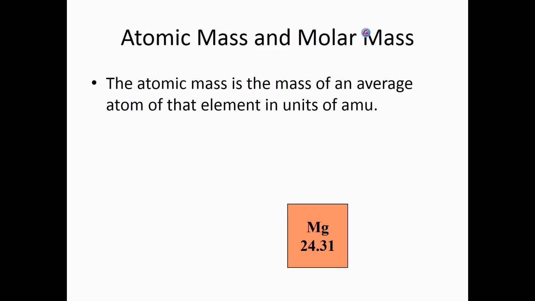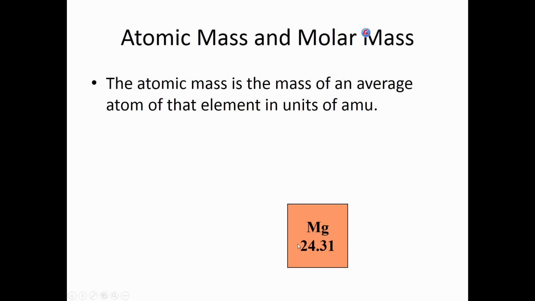Okay, so let's talk about the atomic mass and the molar mass. The atomic mass is the mass of an average atom of that element, and the units for that are the atomic mass unit, or AMU. This number is found on the periodic table. It is the number below the symbol of the element.